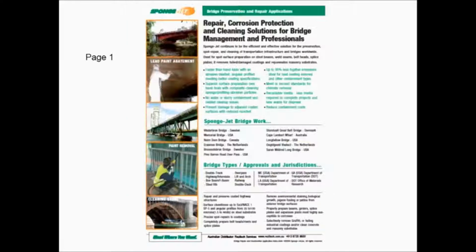Areas that we'll be covering will be repair, corrosion protection, preservation, and cleaning solutions for bridge management. These will include paint removal, lead abatement, stone and masonry cleaning. No matter what type of structure, we can identify with the issues that they would have. The RTA and road services in your state have and identify a lot of the issues associated with the size and type of structure, and identifying environmental hazards associated with performing preservation work on any structure using Sponge-Jet.